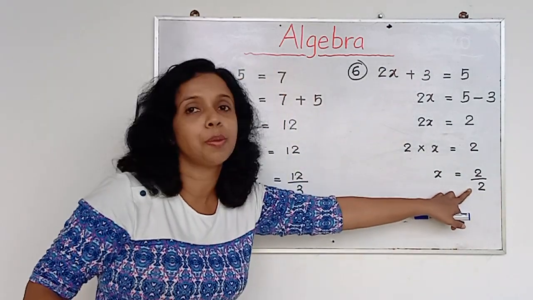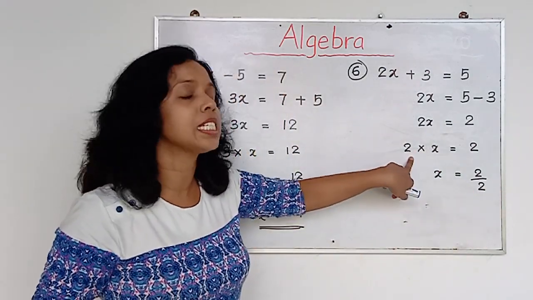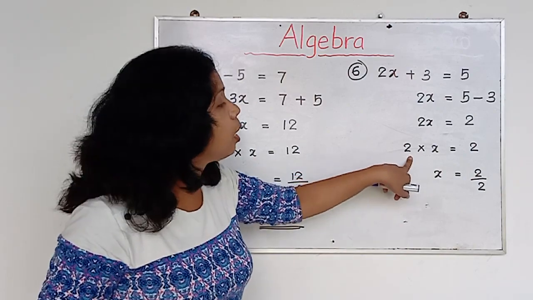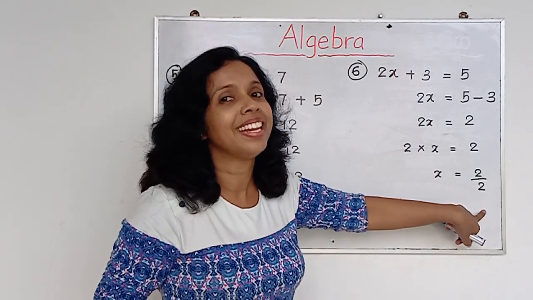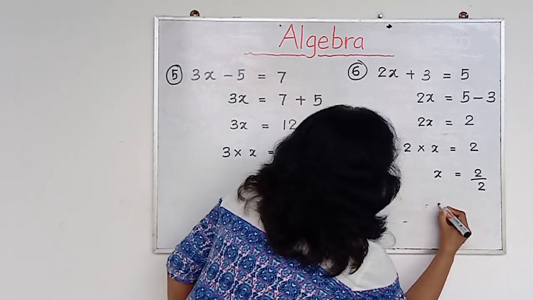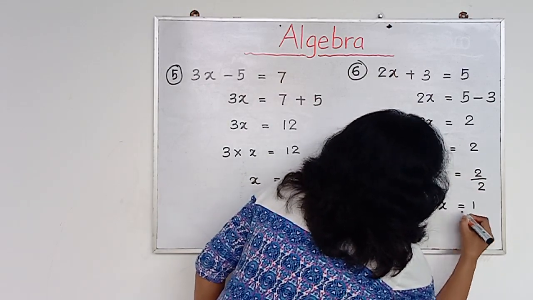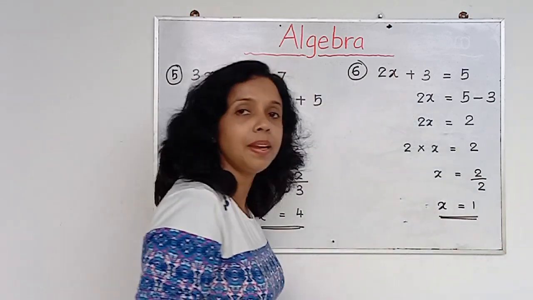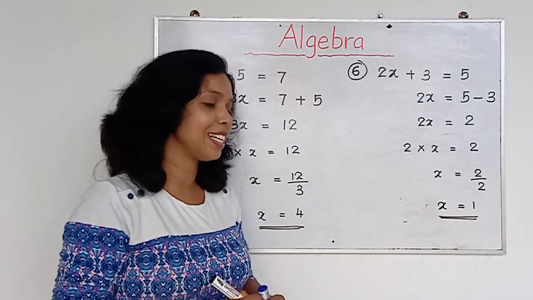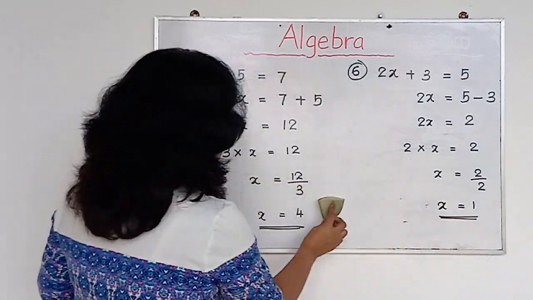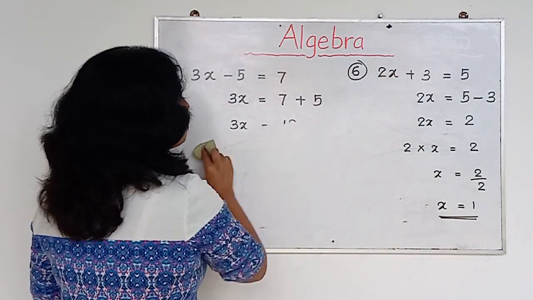Why did I divide it by 2? Because here it is a multiplication. When he moves to the other side, what happened? It becomes a division. Then x equals 1. Right? Okay, hope everybody understood. Now let's move to another example.